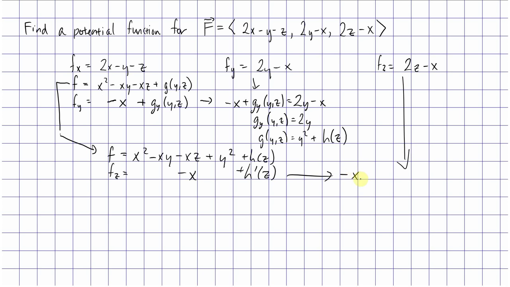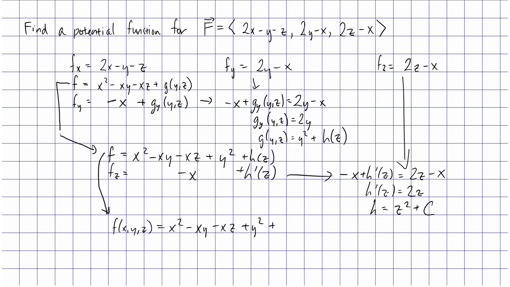So then we have two ways of writing f sub z right now. One of them is negative x plus h prime of z. The other way of writing f sub z is 2z minus x. I guess here add x to both sides, and h prime of z is equal to 2z. And so h is equal to z squared plus, now I guess we could just use a c, because this c should just be a constant that cannot mention z either, cannot mention x or y for that matter. And now we'll go back to the last way we've written f and put all this together. So f of x, y, z is x squared minus xy minus xz plus y squared plus, and the h of z can be replaced with z squared plus anything you want for c.